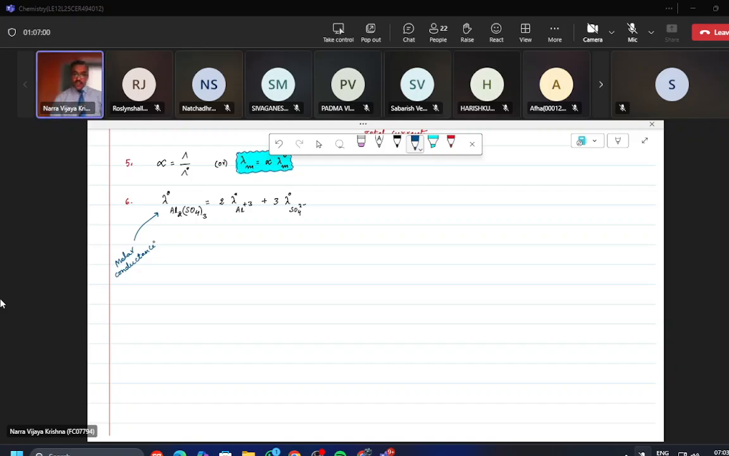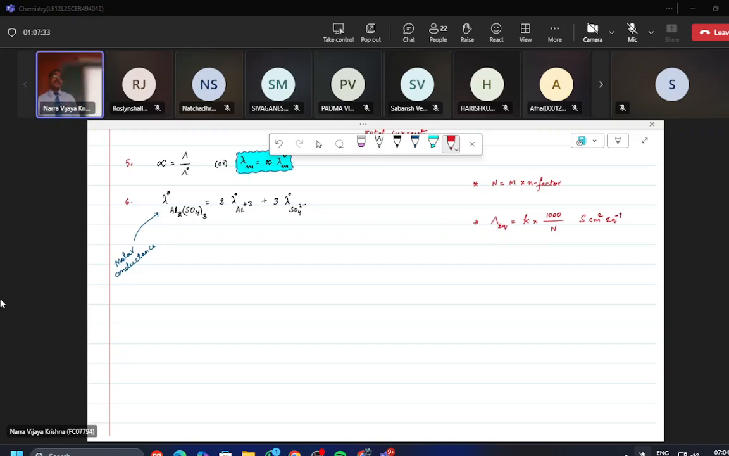Can I write molar conductance or not? And you already know this statement: normality equals molarity into n factor. What is the formula of equivalent conductance? Lambda EQ equals kappa into 1000 upon normality, units Siemens centimeter square per equivalent.